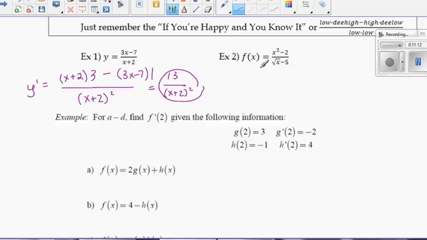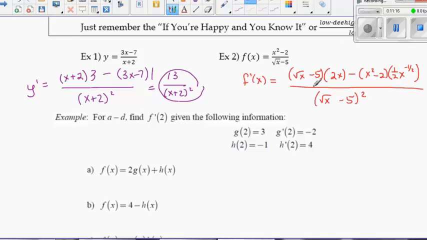I want you to pause, try example 2, and then come right back. Magic! Welcome back. Up here, should end up with this. Bottom times the derivative of the top minus the top times the derivative of the bottom, all over the bottom squared. This is not really begging to be simplified, so if you want to, go ahead.